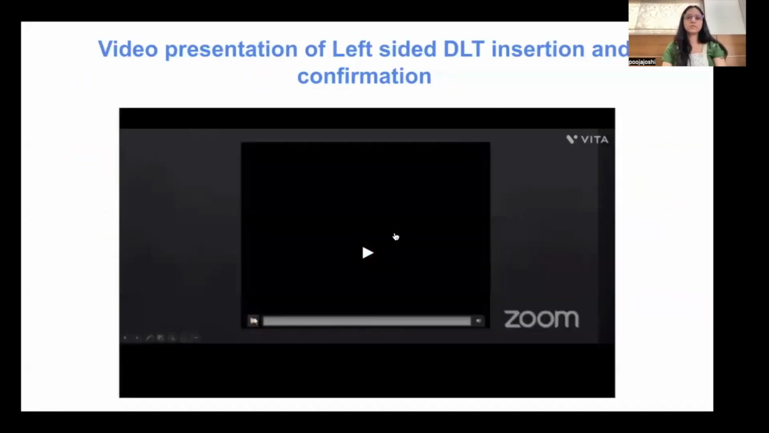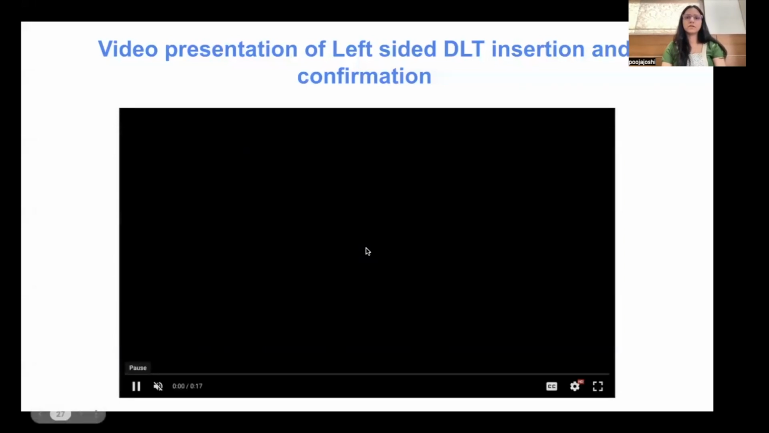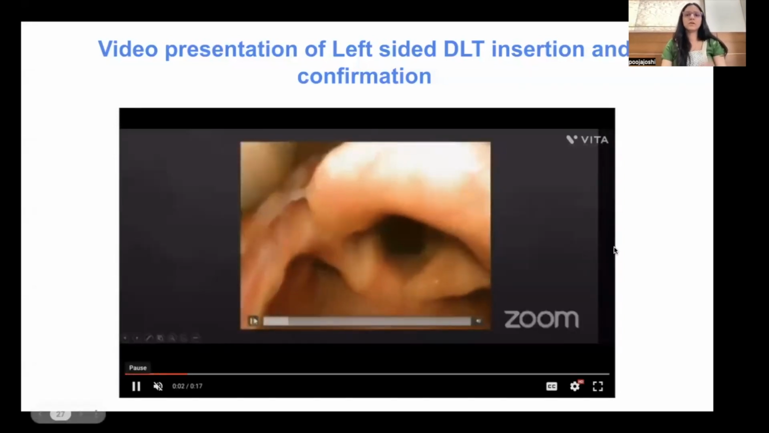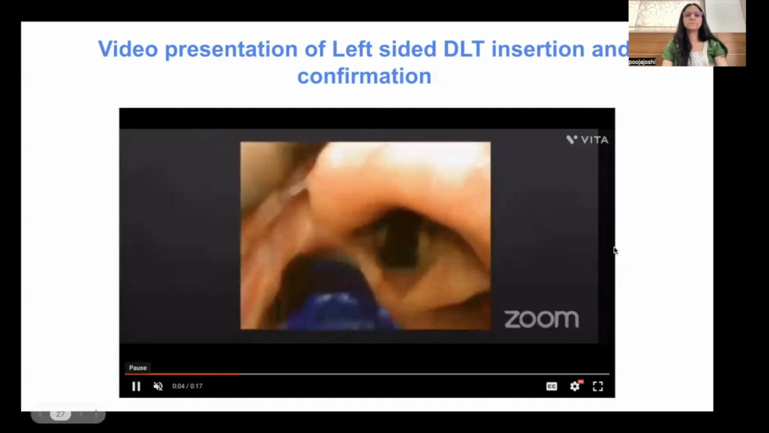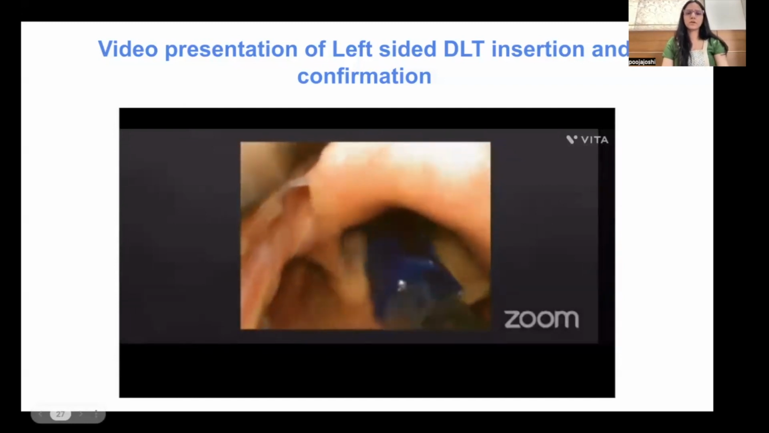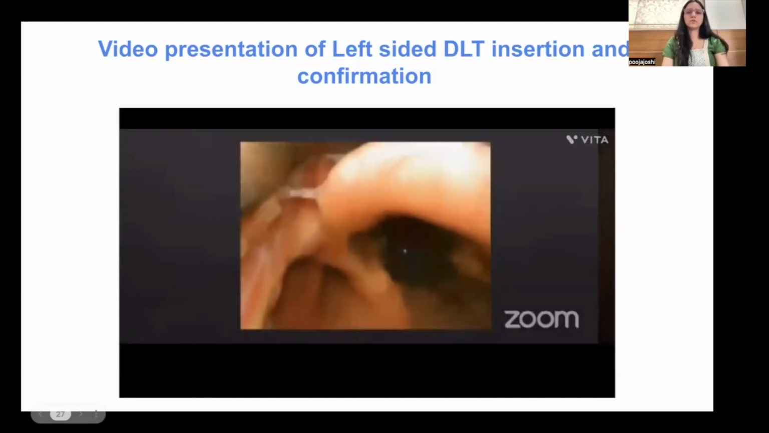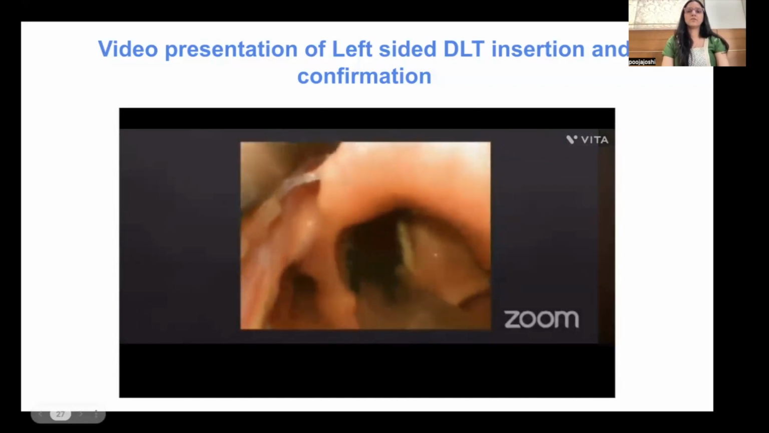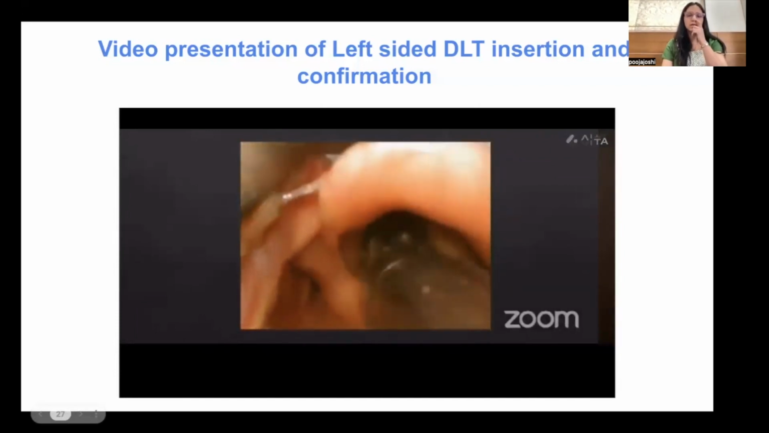This is the video presentation of the left-sided DLT insertion and confirmation. During the video laryngoscopy, you put the bronchial cuff inside the vocal cords and then turn it 90 degrees anticlockwise to insert the left DLT.